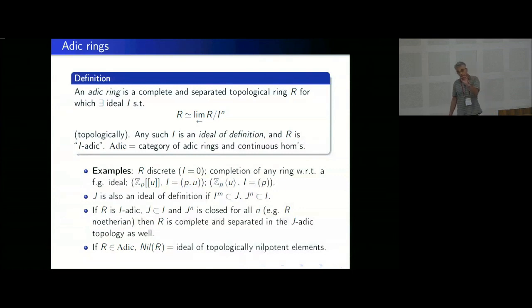Let me just warn you that nil R itself need not be nilpotent. Think of C_p that was introduced this morning. There, in O_C, the nil of O_C is m_C, the maximal ideal, but all the powers of the maximal ideal are the maximal ideal.